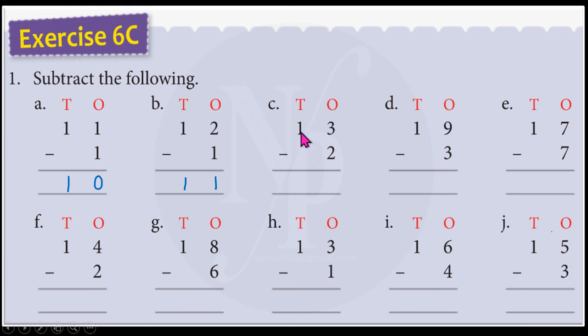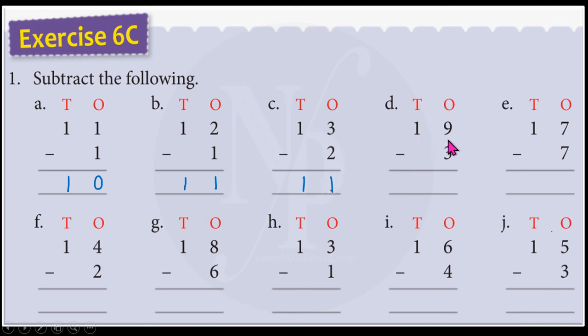C. 13 minus 2. Here subtracting 2 from 3. So on subtracting 2 from 3, what do you get? Yes, 1. And here 1 minus 0 is 1. Therefore 13 minus 2 is equal to 11.